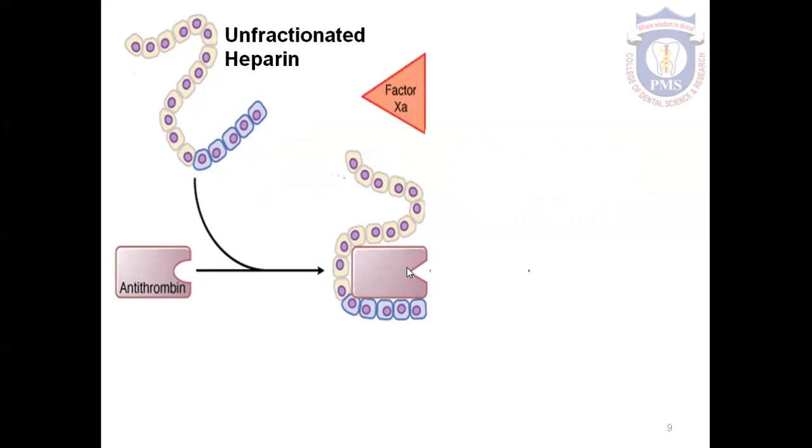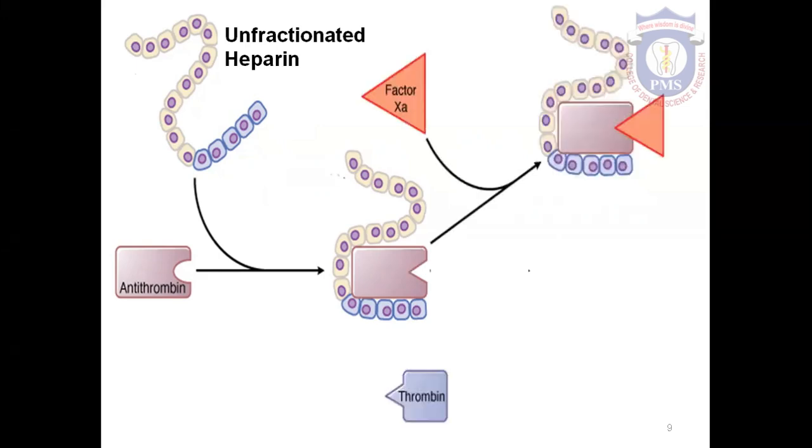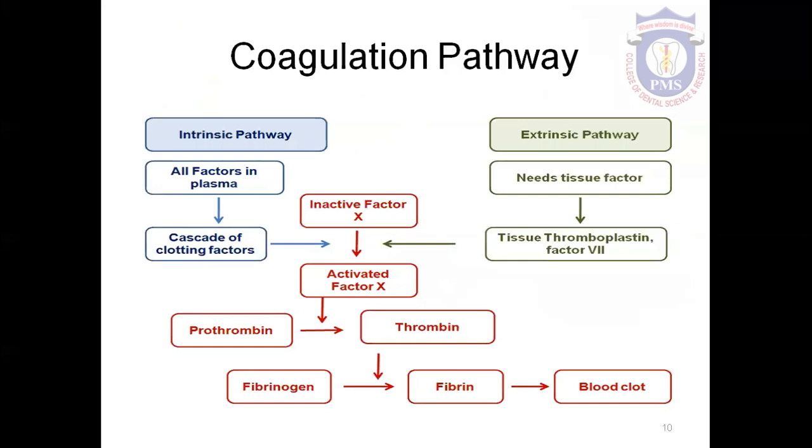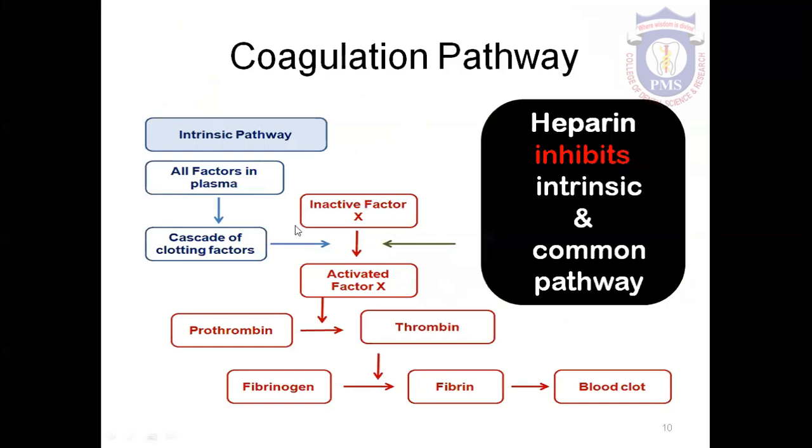And this complex will bind with factor 10A and thrombin and will inhibit their action. So this complex is actually preventing the action of factor 10A and thrombin by binding to these molecules firmly. So it is actually indirectly inhibiting the action of thrombin. It also inhibits factor 10A, so there will be inhibition of the common pathway also. So we can see that heparin is inhibiting the intrinsic and the common pathway of coagulation.